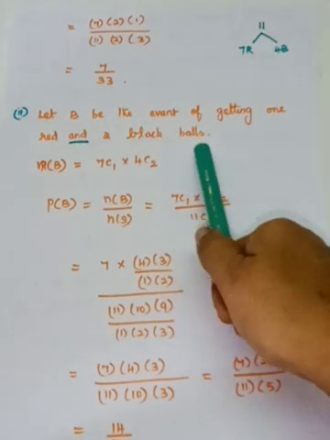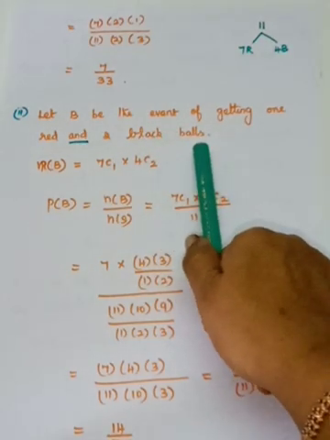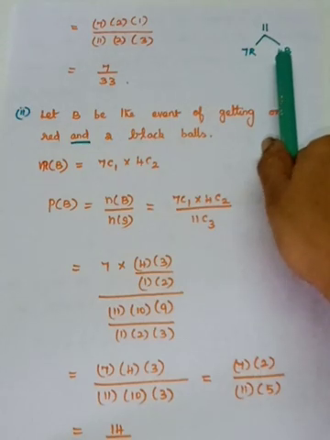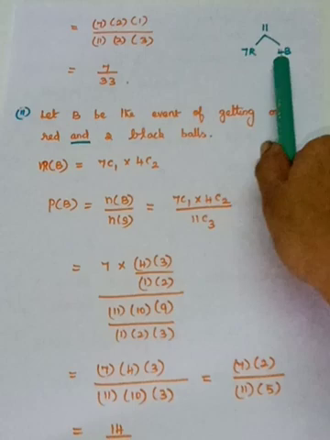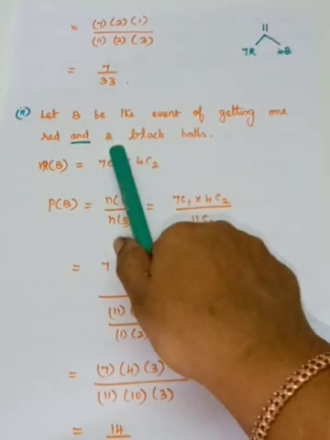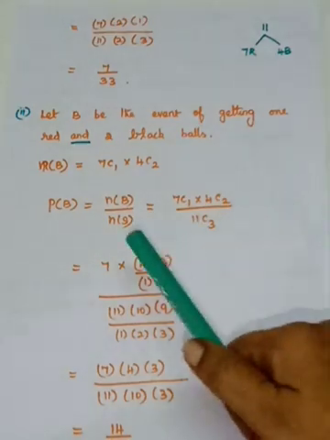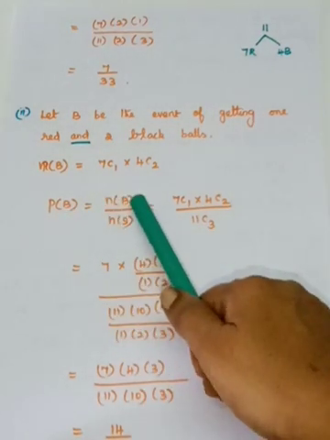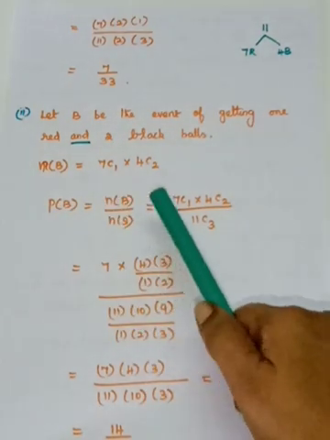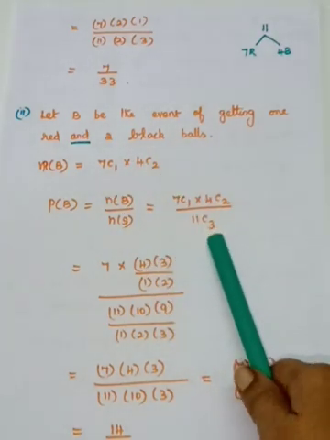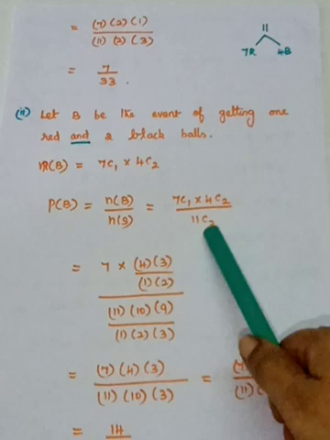2 black balls. So the 2 black balls has to be selected from 4 black balls. So total number of black balls is 4. From that you have to select 2 at a time. So it can be done in 4C2. So P of B is equal to N of B by N of S. So N of B is 7C1 into 4C2 divided by 11C3. N of S is 11C3.